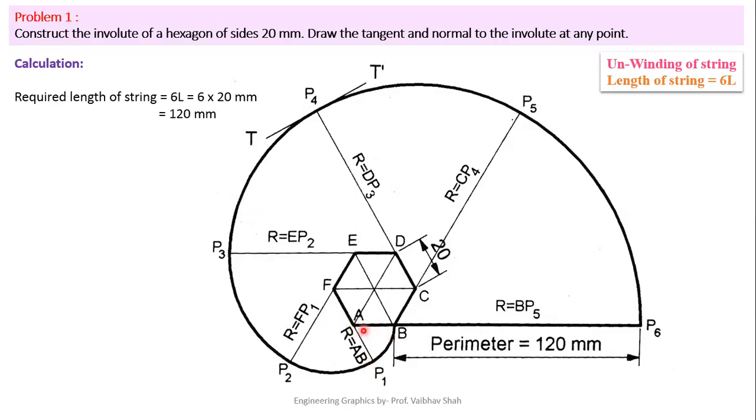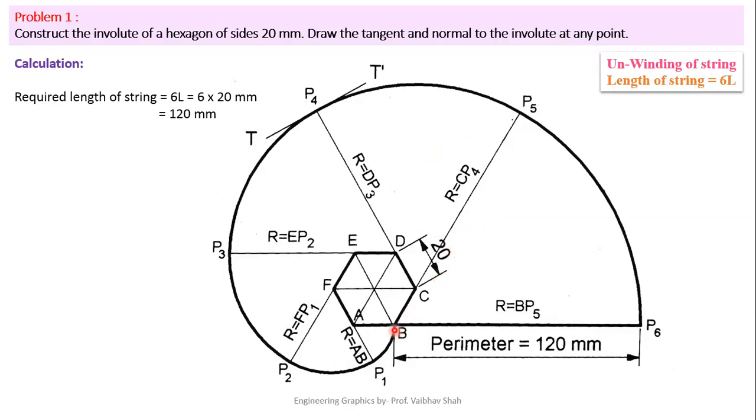So we have used this radius RAB, so we can specify this radius as RAB. Now for this case, we have used FP1 as a radius to draw this curve, so we can call it RFP1. Now we have changed the center to EP2 used for this curve, so we can write down EP2 for this radius. Now we have used DP3 for the next curve, so we can write down DP3 for the next radius. Now for the next curve we have used CP4 as a radius, so we can write down RC4 for the next radius.